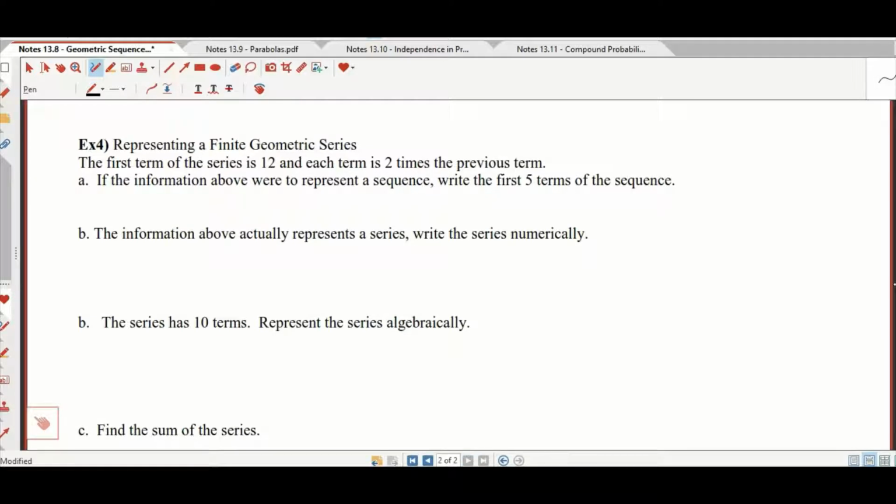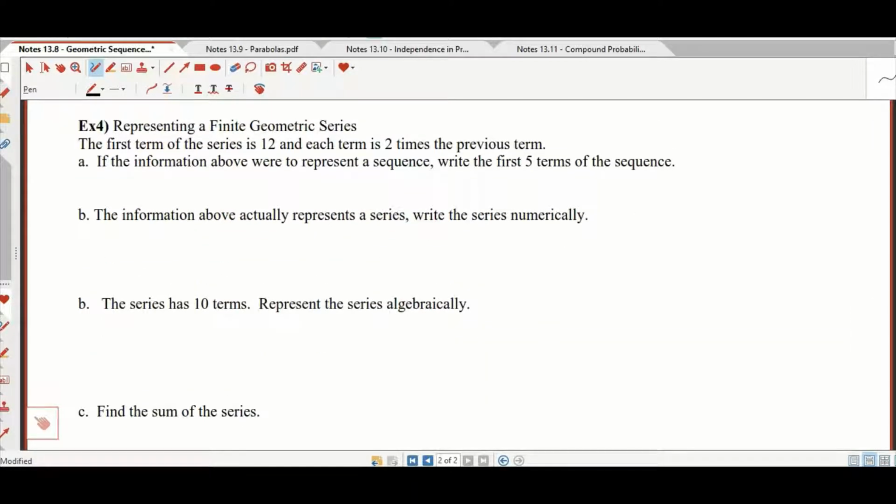So the first term of the series is 12, and each term is 2 times the previous term. So write the information above to represent a sequence. That would be, so the first term is 12, and then 12 times 2 is 24. And 24 times 2 is 48. 48 times 2 is 96. And 96 times 2 is 192.